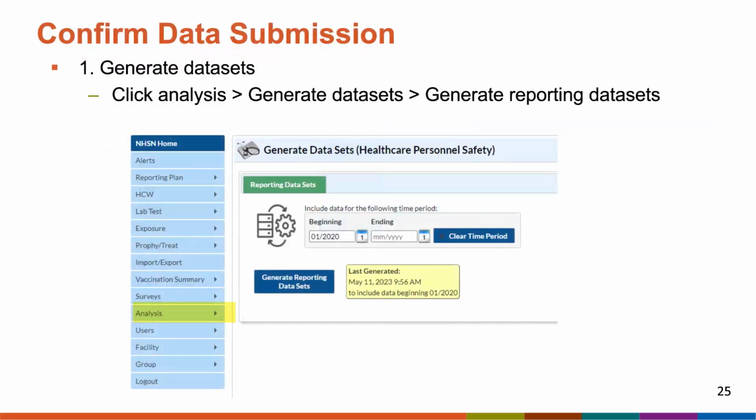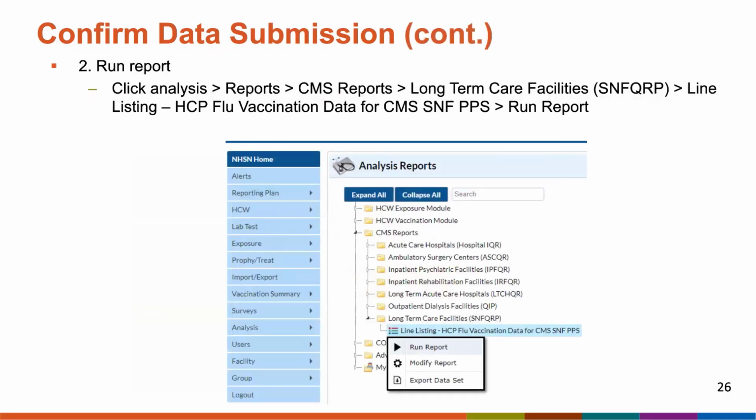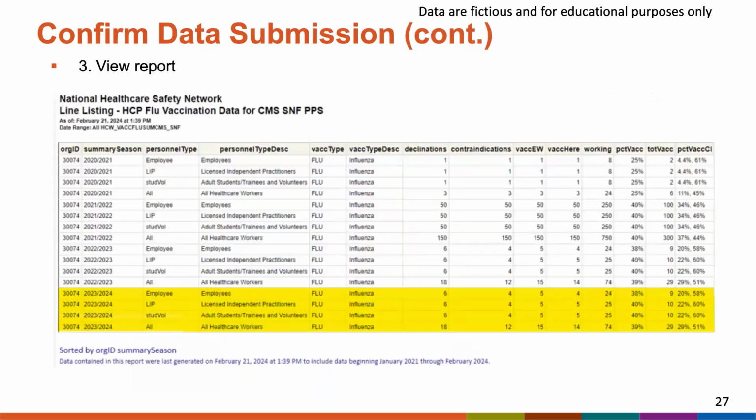We will now go over how to confirm data submission. First, generate datasets by navigating to the location as seen in the screenshot. You will go to Analysis on the left-hand side, Generate Datasets, and then Generate Reporting Datasets. The next step is to run a CMS report. The location of these reports are seen in the screenshot. This slide shows what the output of the reports will be. The highlighted section shows that annual flu data has been submitted for the 2023-2024 flu season.